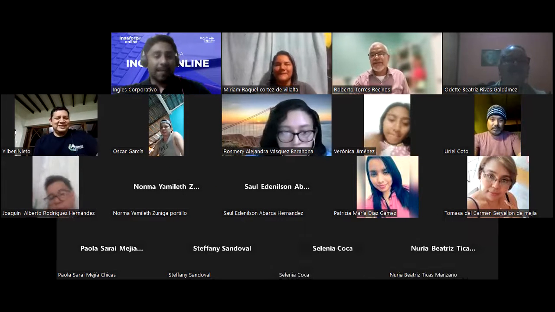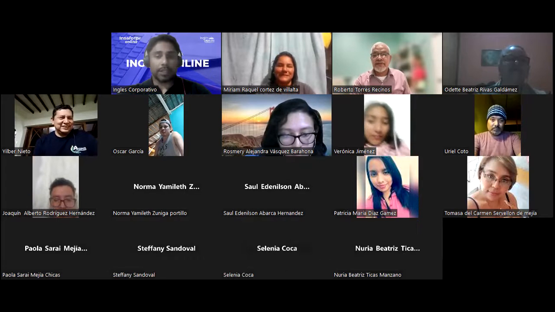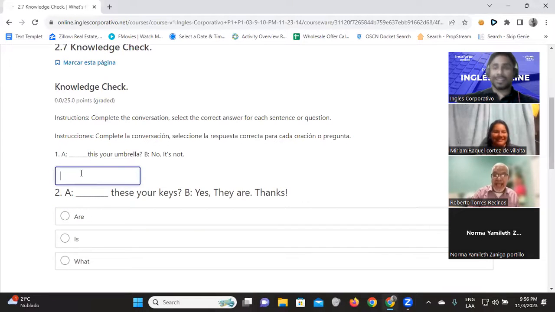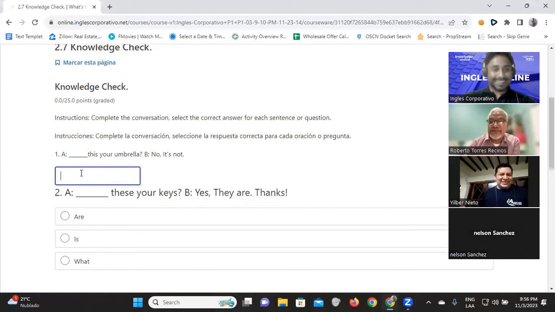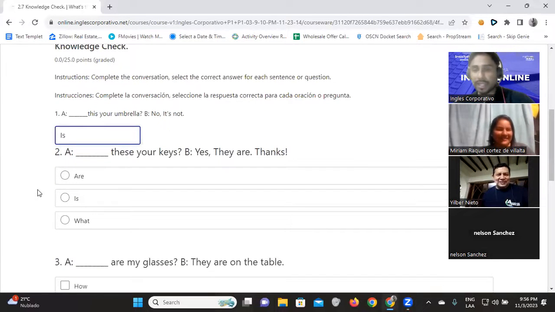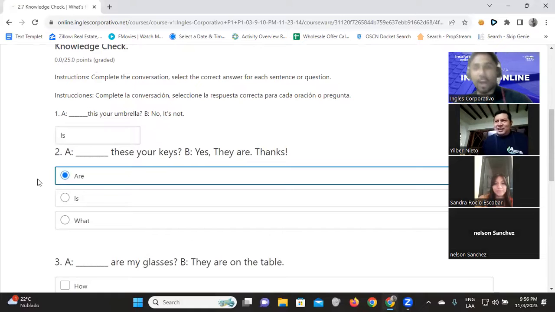All right, let me have one volunteer. Medium, number one. Is this your umbrella? No, it's not. Very good. It is correct. Number two, Gilbert. Is this your case? Aquí sería: are these your keys? Yes, they are. Excellent, Gilbert.